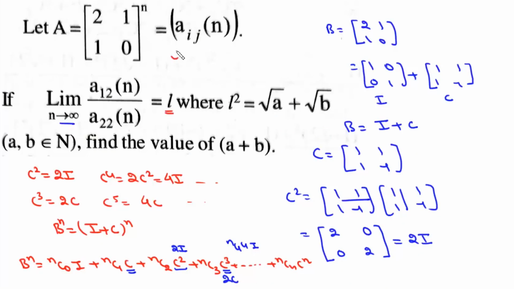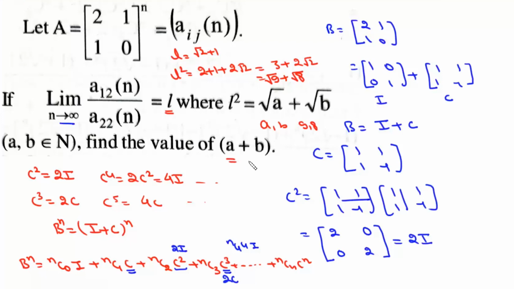So the value of L is root 2 plus 1. Now L square will be 2 plus 1 plus 2 root 2, which is 3 plus 2 root 2. Now we can write this 3 as under root 9, and we can write 2 root 2 as under root 8. So the values of a and b can be 8 or 9, or 9 or 8. Then the value of a plus b will be 9 plus 8, which is 17. So the answer to this question is 17.